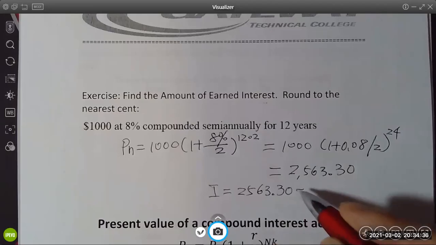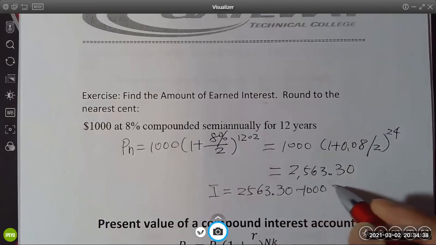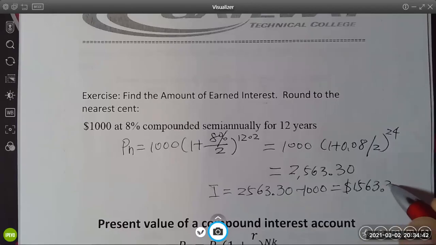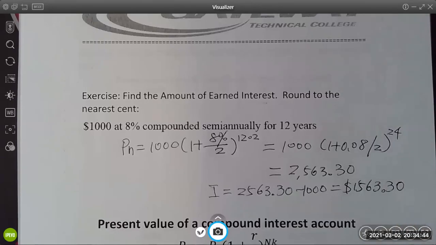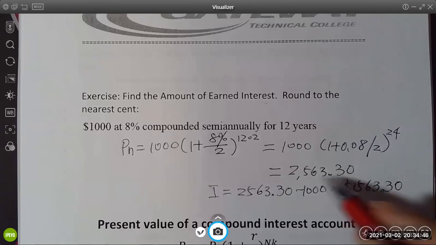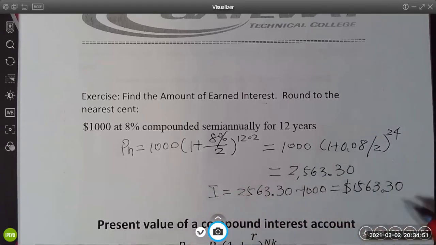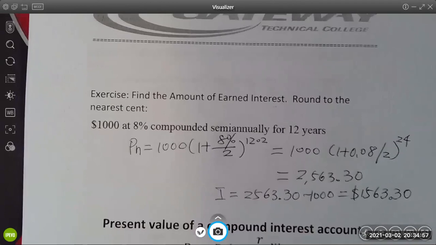And minus the original deposit. So the interest amount is $1,563.30. So I only rounded when we have the final result. That means no matter how big the number we work with, our error is always within 1 cent. So no more than 1 cent error.